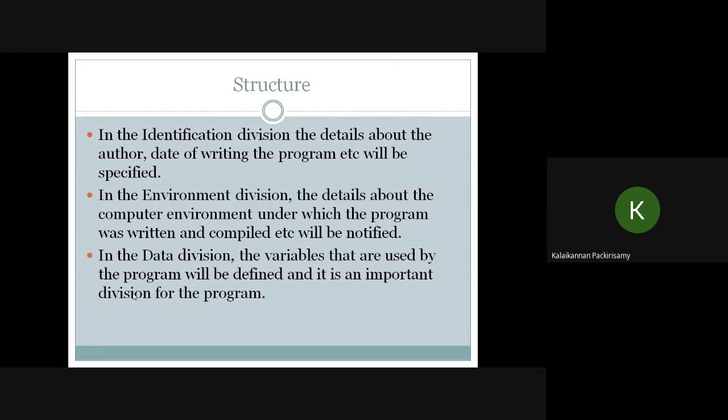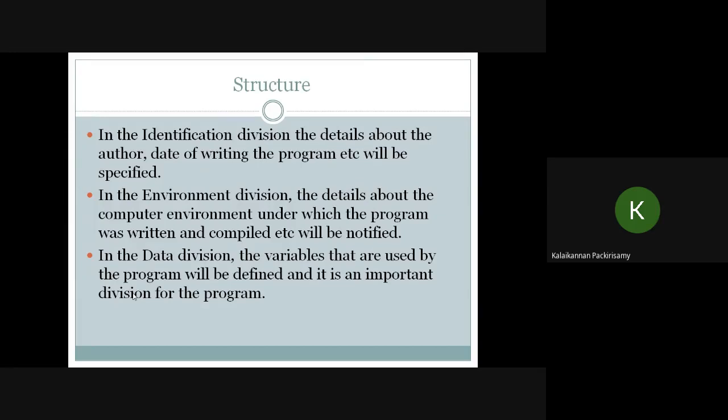So the identification division consists of who is the author and the date of writing the program. So when you start writing the program and who is the author, those things could be mentioned under identification, to identify who the author is and when you started your program.